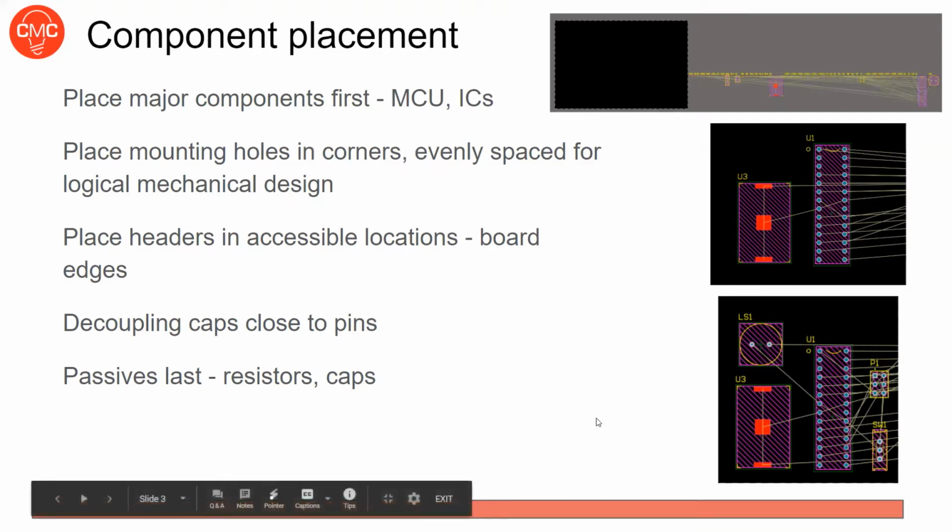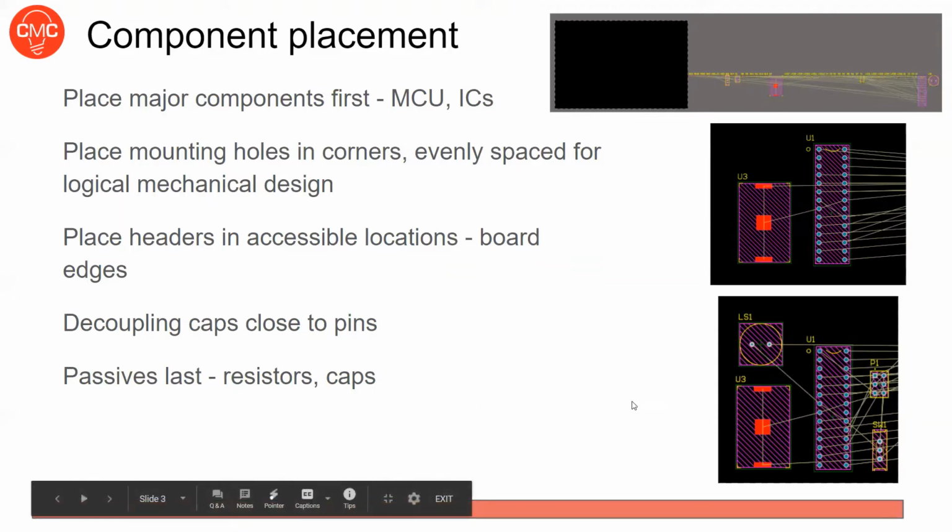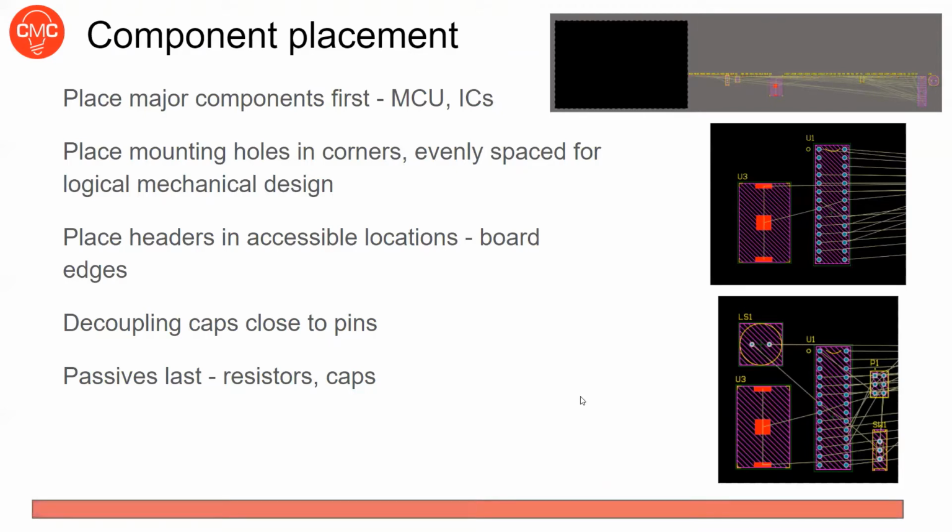The last thing you'll probably place is just resistors and capacitors, like pull-ups. Those don't really matter where you place them too much, and other things like that that are less critical to your signal paths. You'll place last.